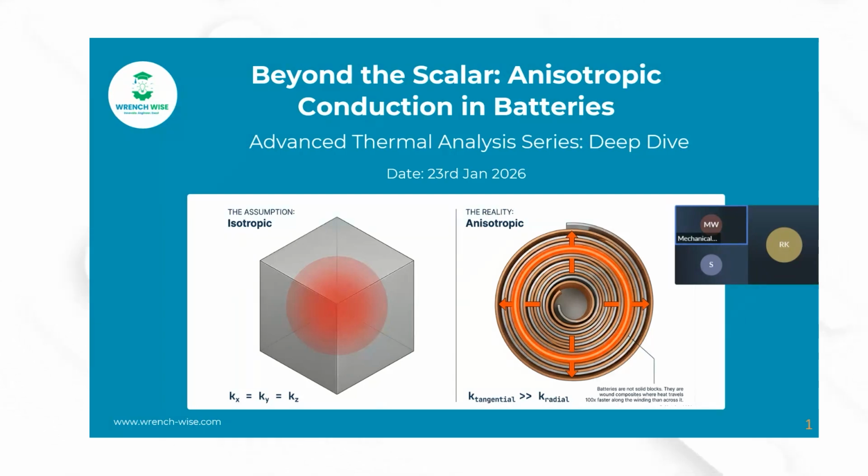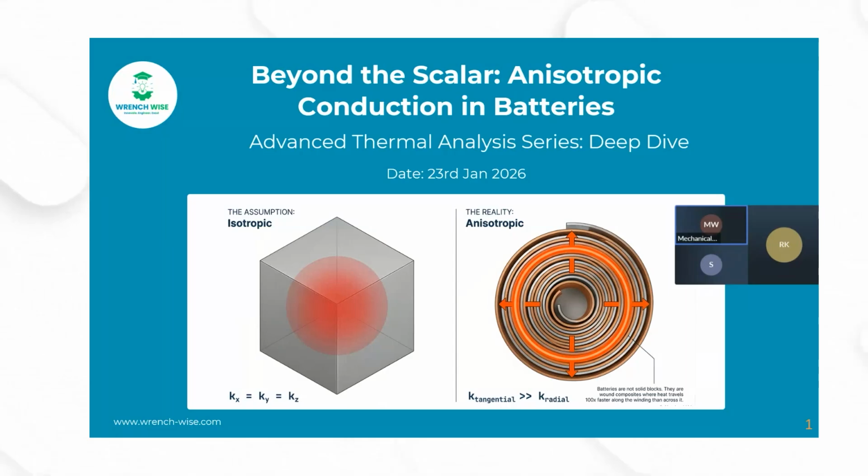Now, looking at the reality on the right hand side, this is the anisotropic assumption. The idea is batteries by themselves are not solid blocks, rather they are wound composites. Because of this internal structure, the heat conduction itself is anisotropic. Heat is a commuter, so to speak. It wants to take the highway to move as fast as possible. In a battery, that highway is the continuous metal foil along the winding direction. Heat travels approximately 100 times faster along the winding than it does when it tries to move radially across the layers.